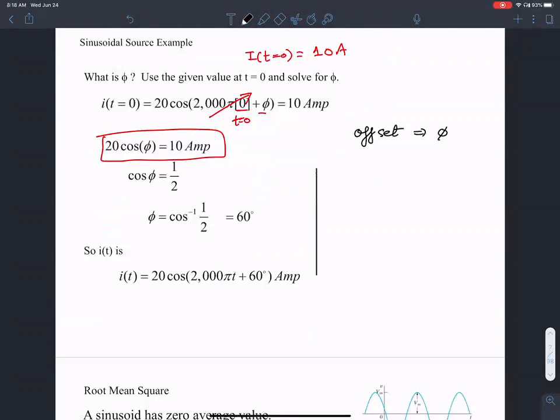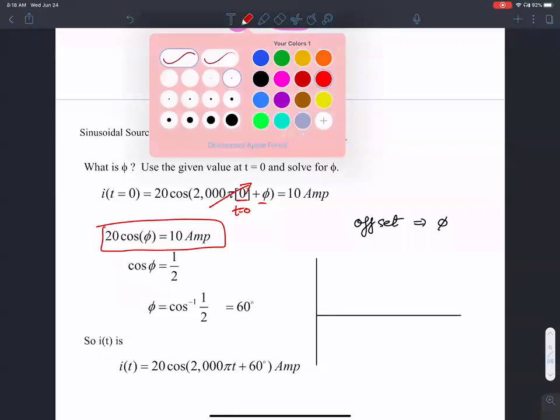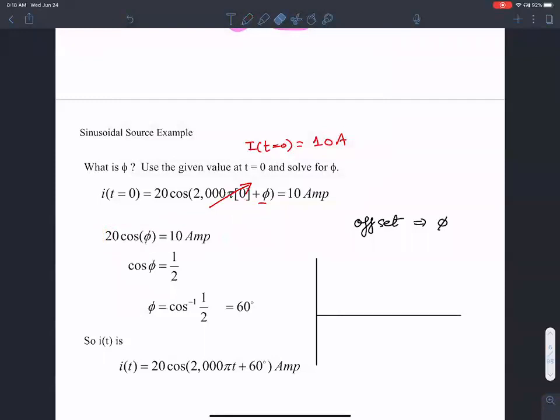Okay, I'll give you an example. Why don't I talk about the exact same wave that we are looking at right now, which is cosine 2000 pi times t. Let's take a cosine wave which has no offset.